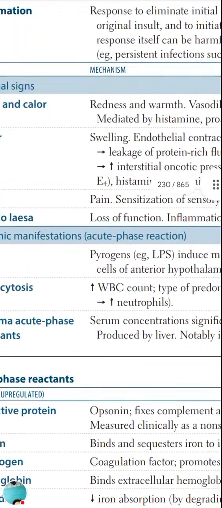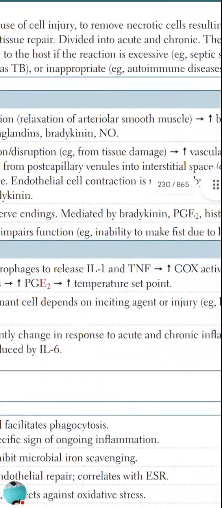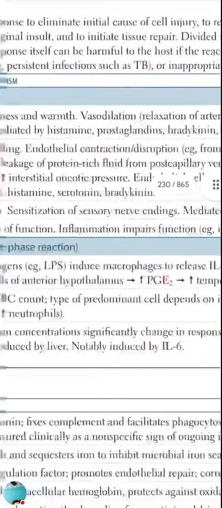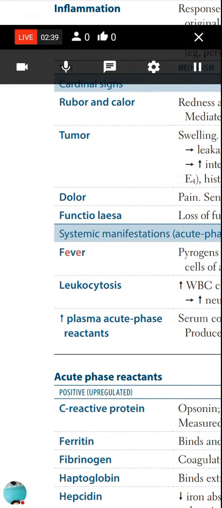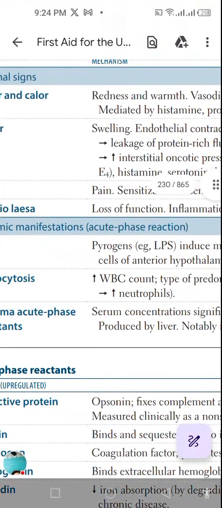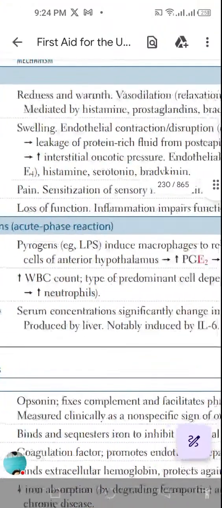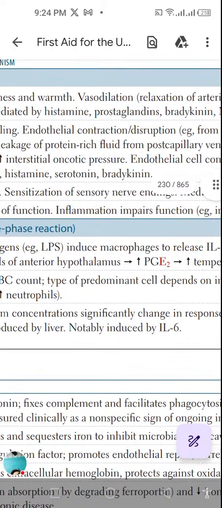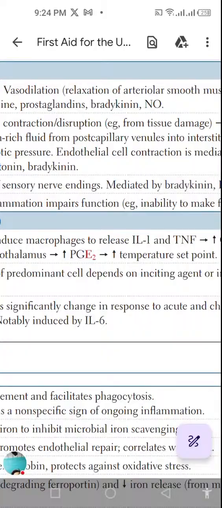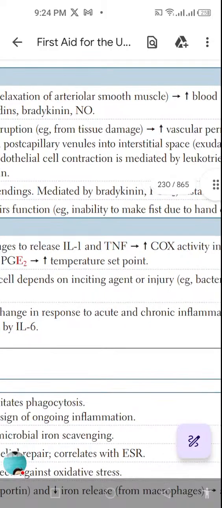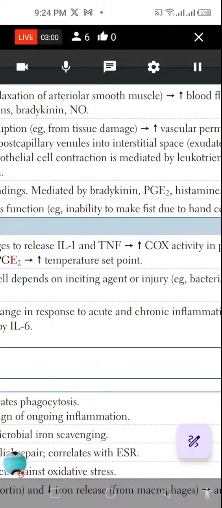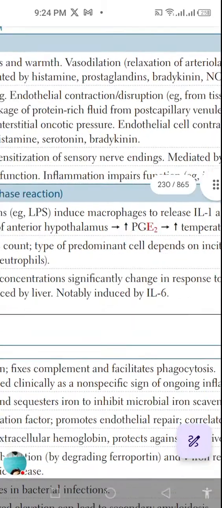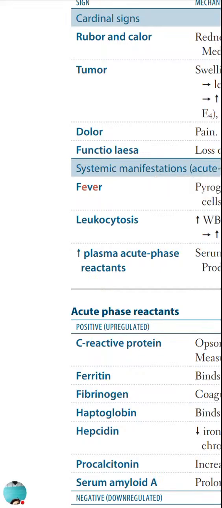Another one is function loss. In inflammation, function is impaired, and inability to move happens, as in cellulitis. Fever occurs in inflammation because of LPS and macrophages inducing the release of interleukin 1, tumor necrosis factor, and prostaglandin E2, with increased COX activity. The anterior hypothalamus raises the temperature set point, which results in the fever of inflammation.